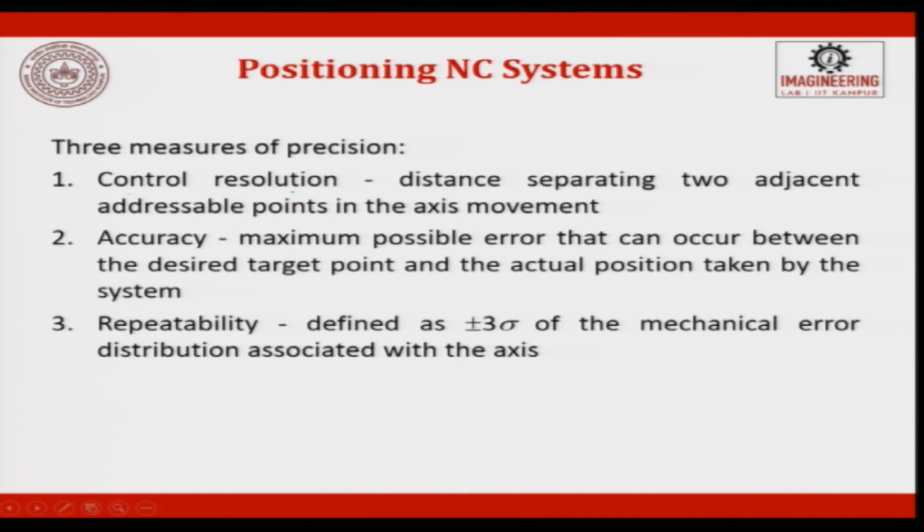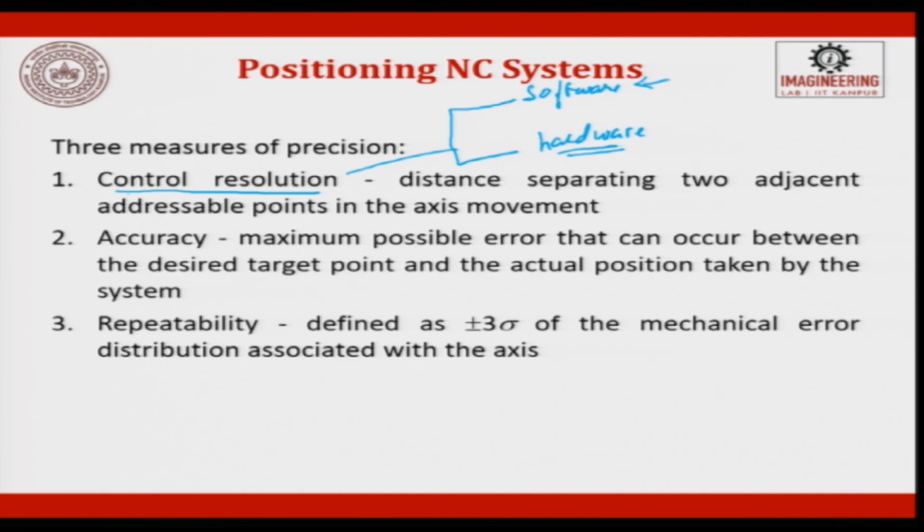The control resolution is nothing but the distance separating 2 adjacent addressable points in the axis movement. It is otherwise called just resolution. Again, I told you in CNC machines you will have software resolution and hardware resolution. The digit that gets displayed here on the screen is a software resolution. It need not replicate or tell what is happening in the hardware there. So, be very careful of hardware resolution and software resolution. Generally, the limiting resolution will be hardware resolution.